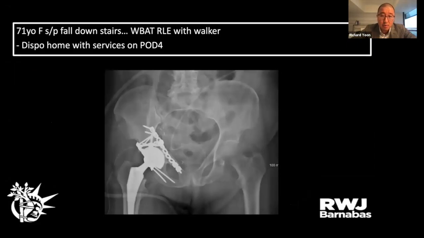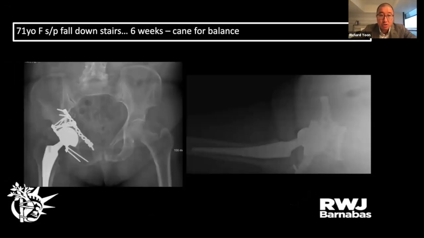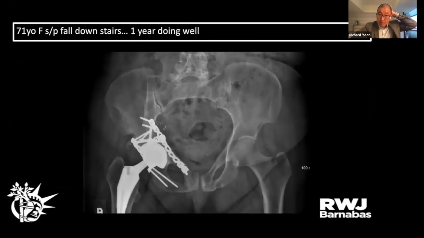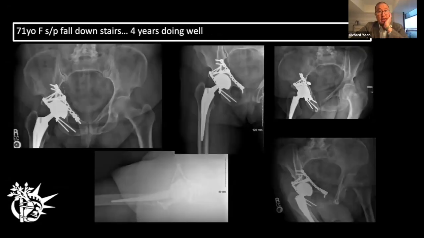She was weight bearing and tolerated posterior hip precautions. She was a rock star. She did well. At 6 weeks, she's barely using a cane for balance here. And then in 4 months, she went back to work. This is her at 1 year doing well. And the last time I saw her, 4 years out. She hasn't come back after that.